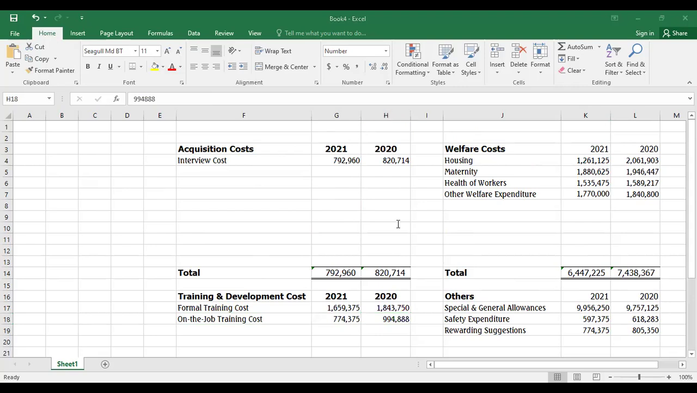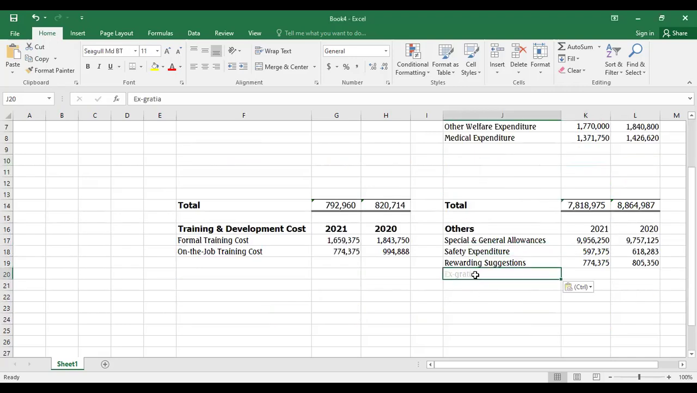Then come to medical expenses. Medical clearly falls under welfare. Yes, welfare. 13. Yes, followed by 1426620. Yes, then we have ex gratia. Ex gratia falls under others. So 221250, 228994. Yes, brilliant.